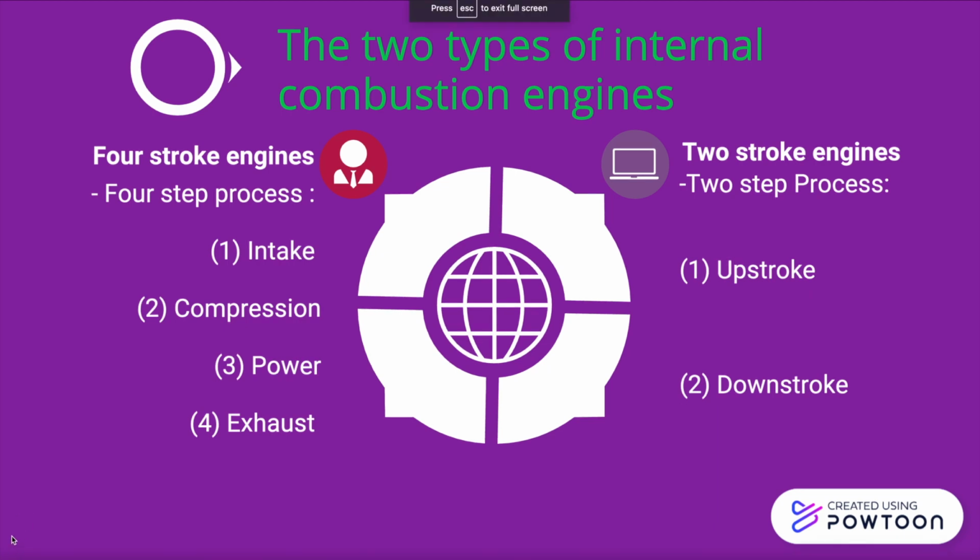So let's start off with the 4-stroke engine, and this process has 4 steps. Similarly, the 2-stroke engine has a 2-step process. So the 4 steps in the 4-stroke engine are intake, compression, power, and then exhaust. And I'm going to explain each one so that you understand what's happening inside the internal combustion engine. So let's start off with intake.